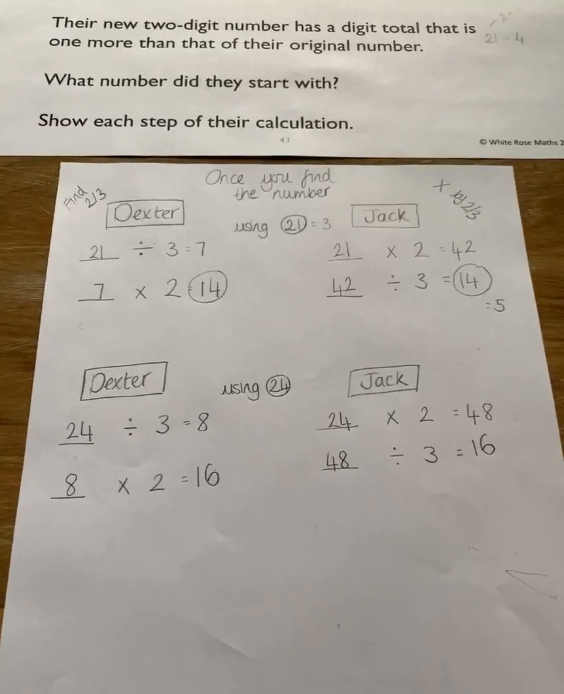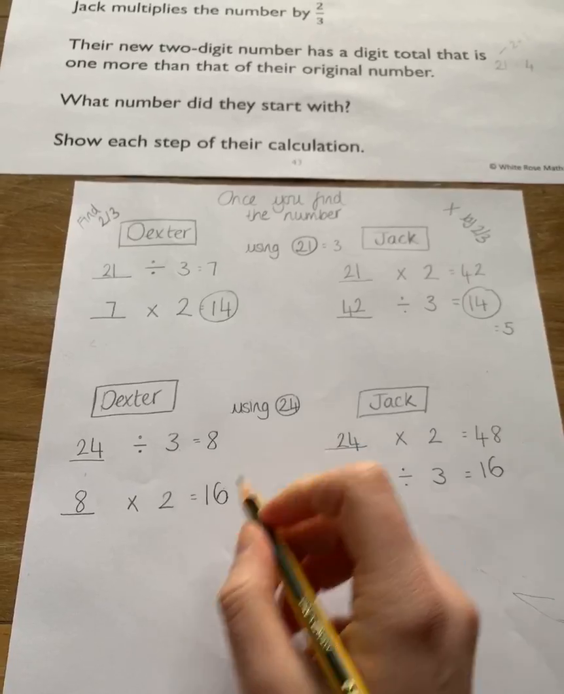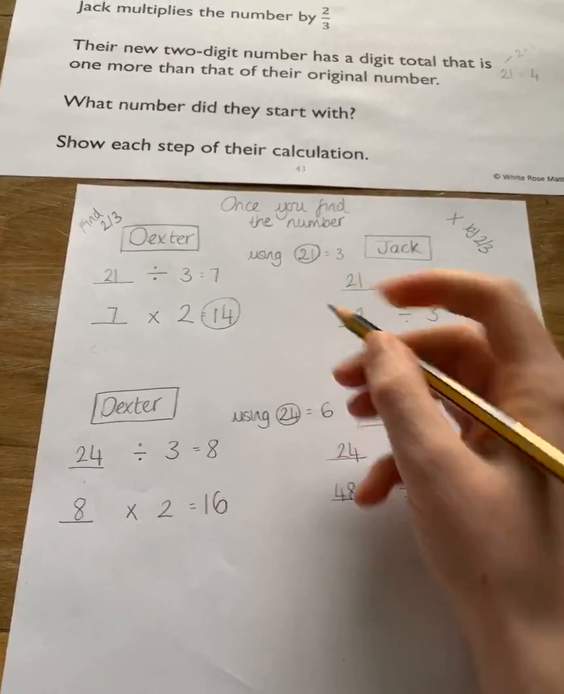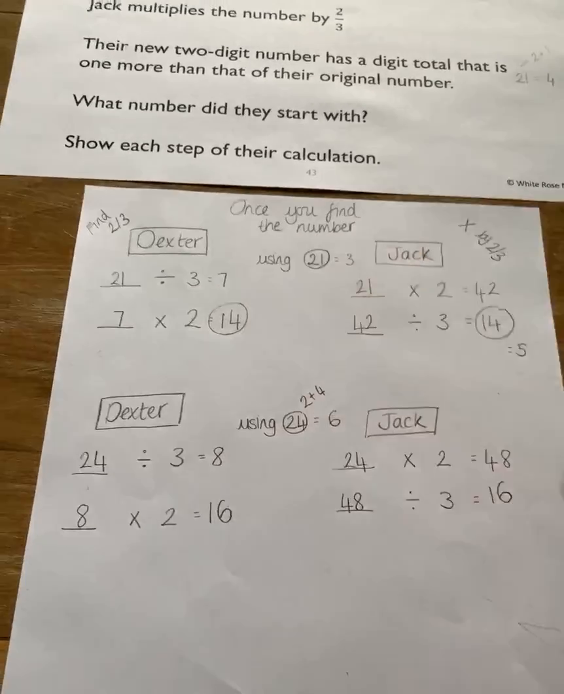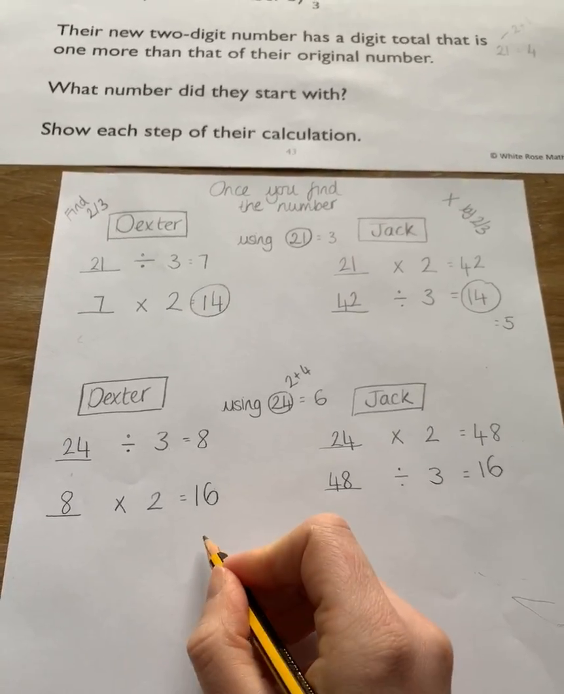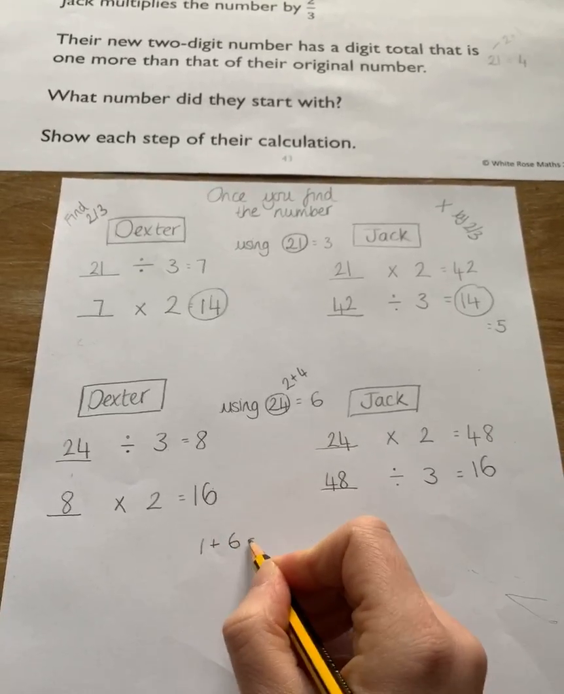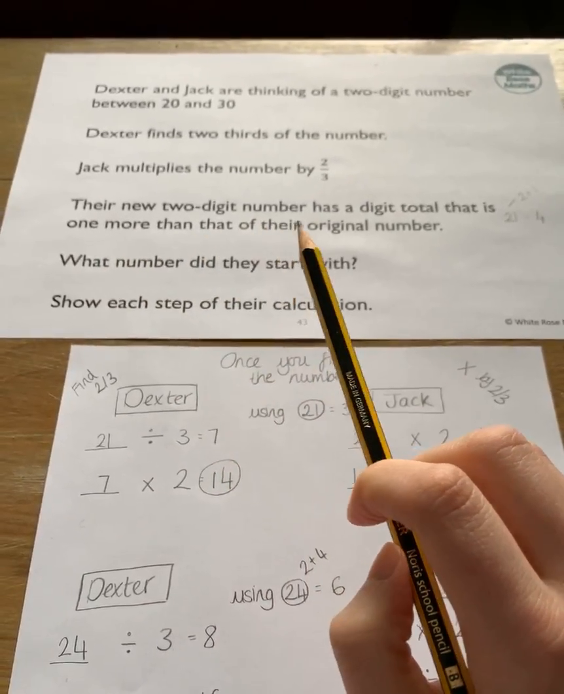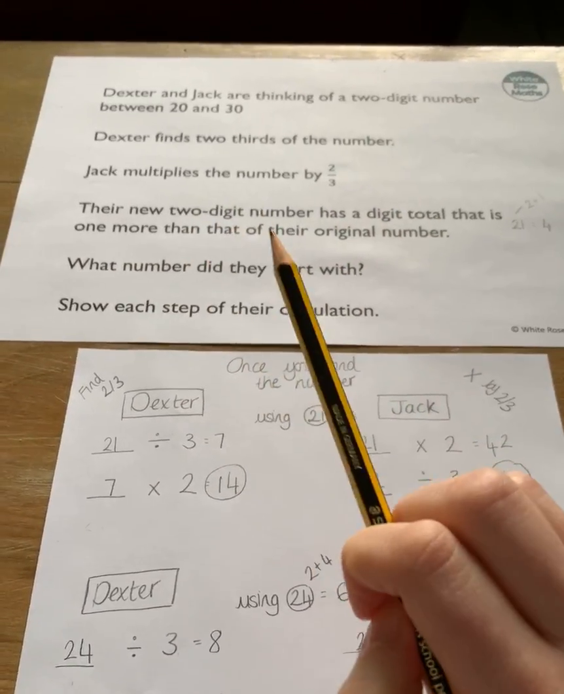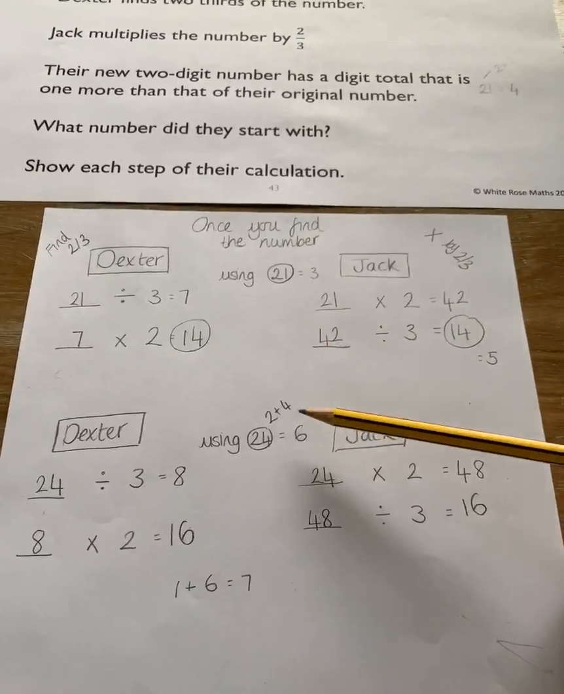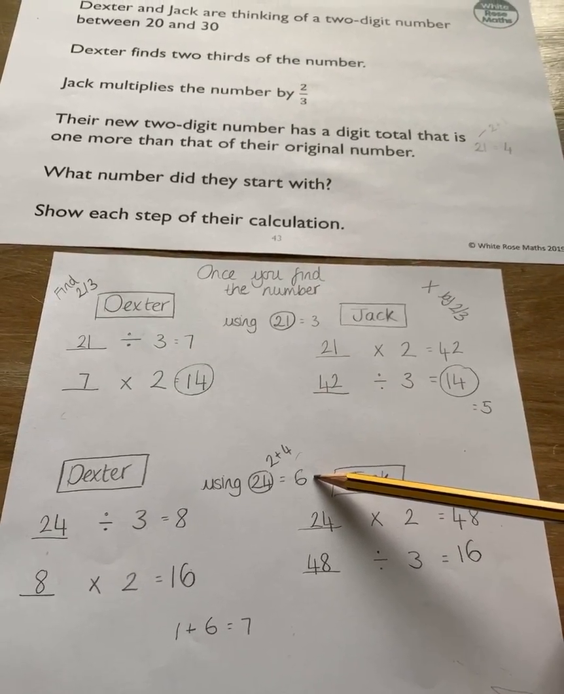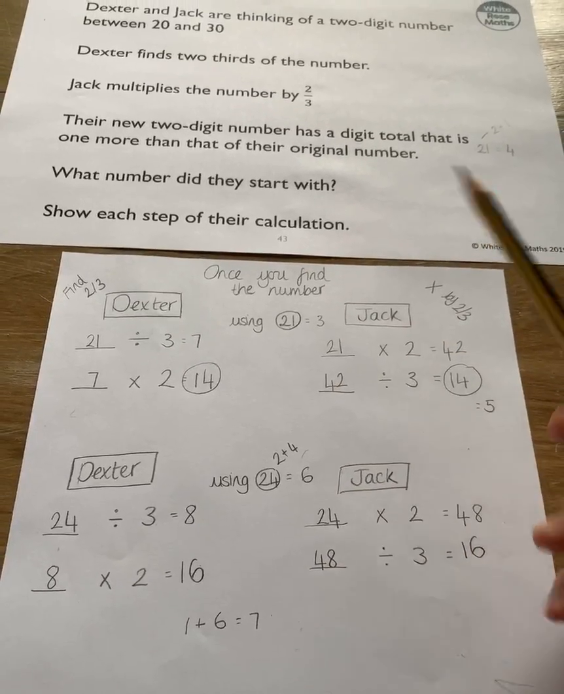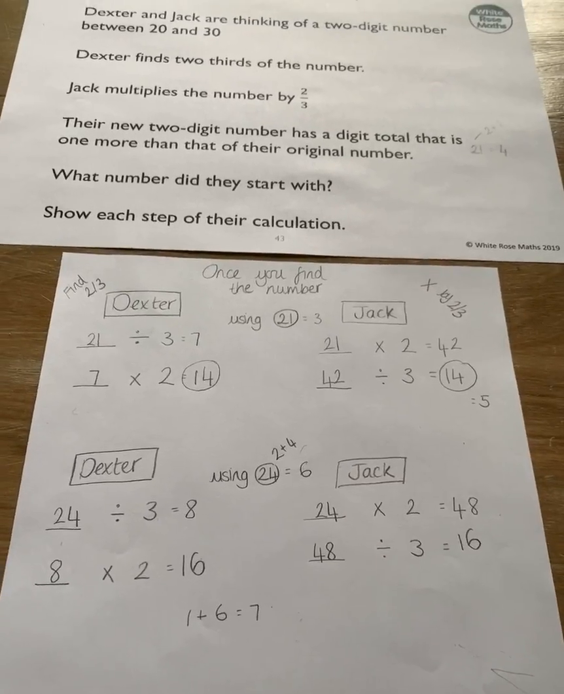I then need to find out whether, if I add these two together, 2 add 4, that equals 6, the digit total. And then here I add 1 add 6, which equals 7. So if I go back to the question, their new two-digit number has a digit total that is one more than that of their original number. My original digit total was 6, and my new digit total is 7. So I can check, and it checks with the criteria, and I've found my number.